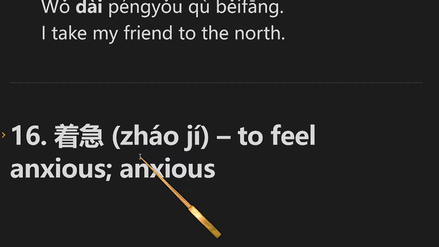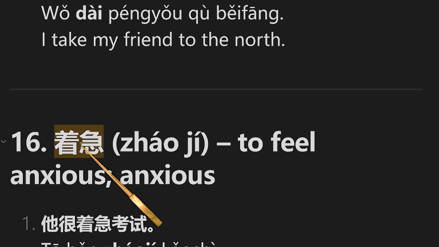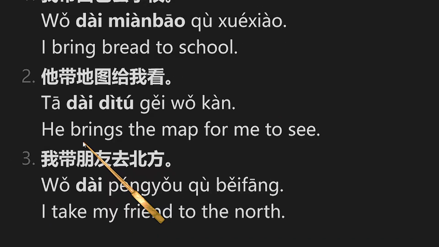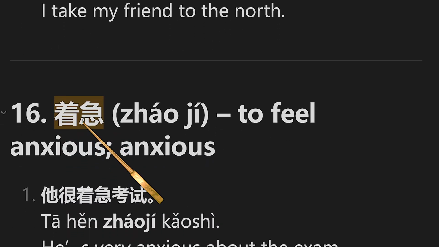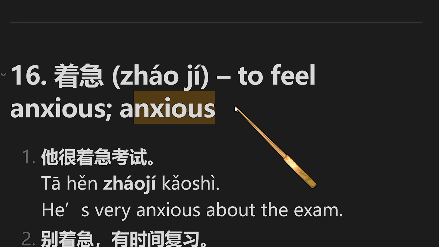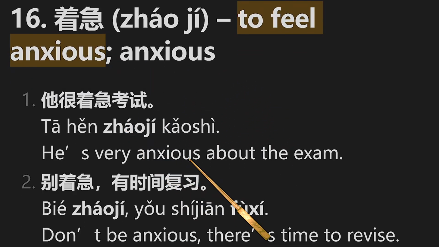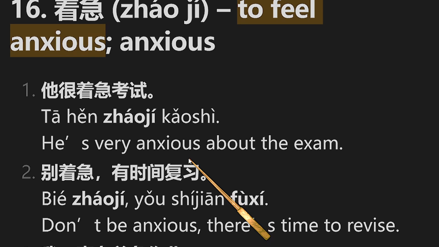Be careful. Next one, it's 着急, a really complicated character because it has a lot of strokes in it. 着急 it's like to feel anxious or just anxious. So it could be a noun, also could be a verb. He's very anxious about the exam.